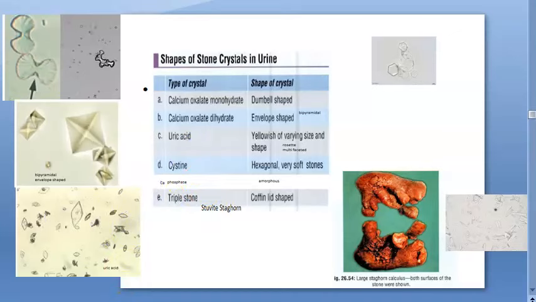Then coming to cysteine stones. Cysteine stones you already know. Hexagonal, that you already learnt. These are actually hard. Cysteine stones are hard. Then, this one is what? Coffin lid shaped. Triple stone, struvite stone.